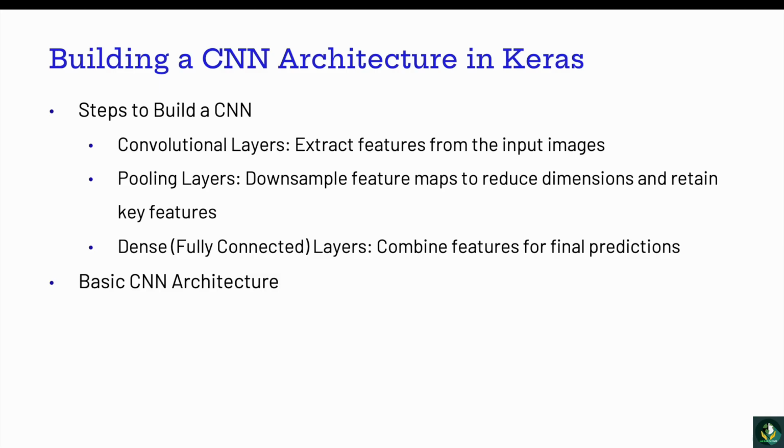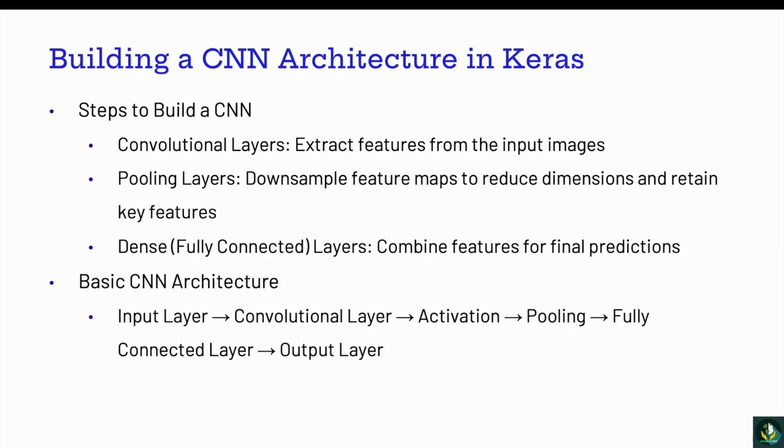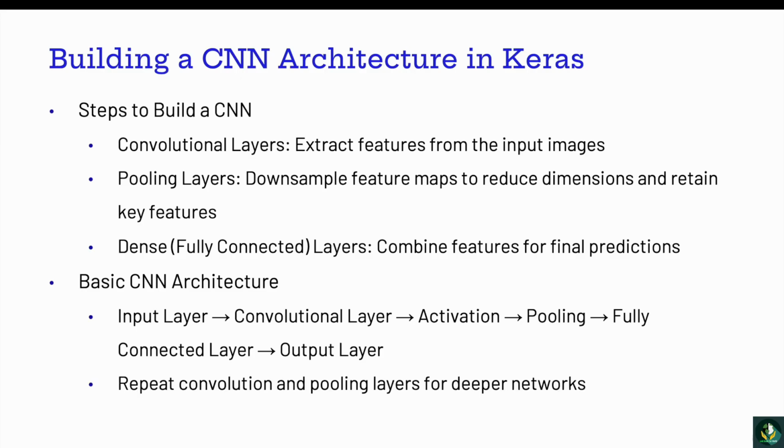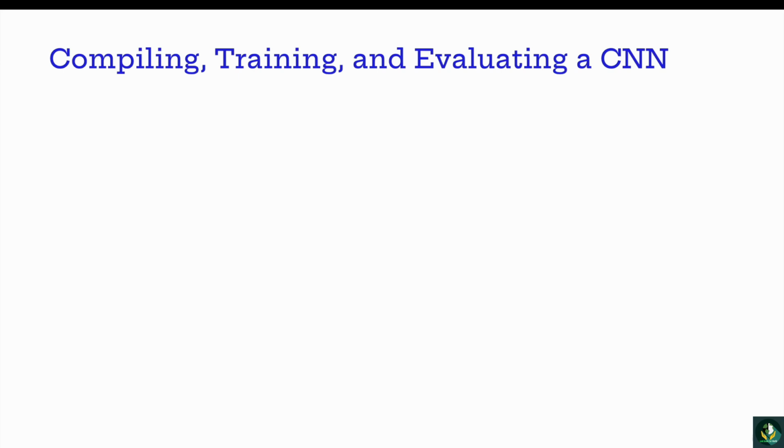Now, the basic CNN architecture here is: the input layer goes to the convolutional layer, goes to the activation, goes to pooling, then fully connected layer, and you get the output layer. Repeat the convolution and pooling layers for deeper networks. Next, let's talk about compiling, training, and evaluating a CNN.